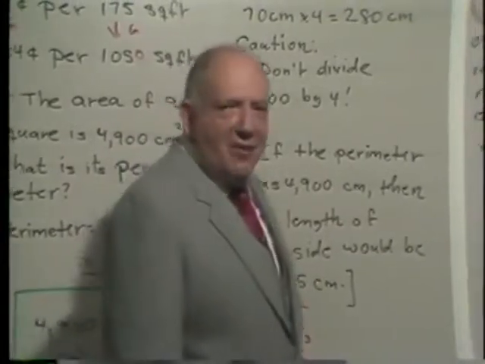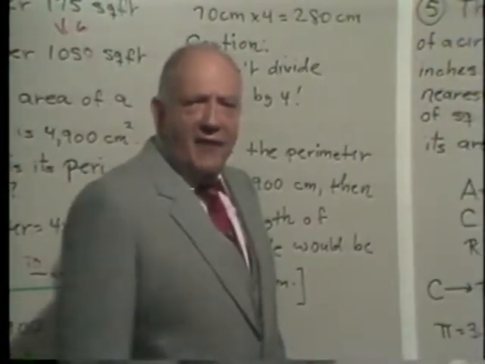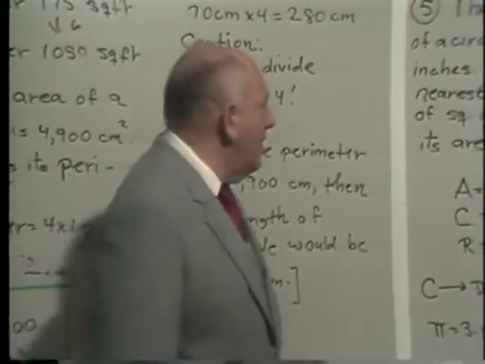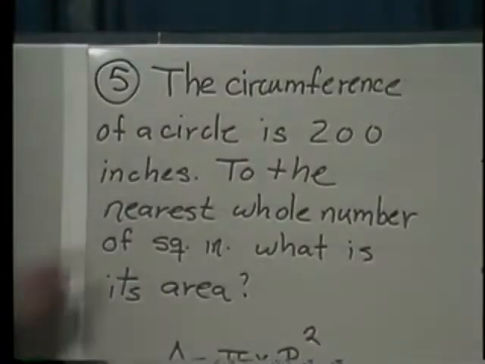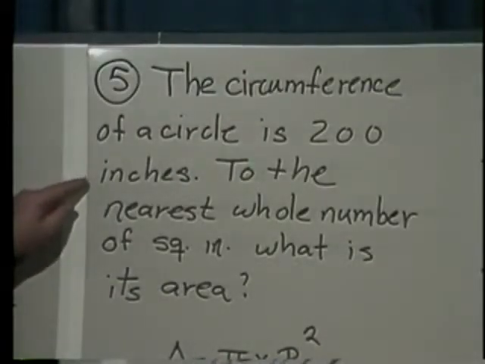Let's go on to the next problem, where we again have to think of 2 problems at the same time. Problem number 5 says the circumference of a circle is 200 inches.